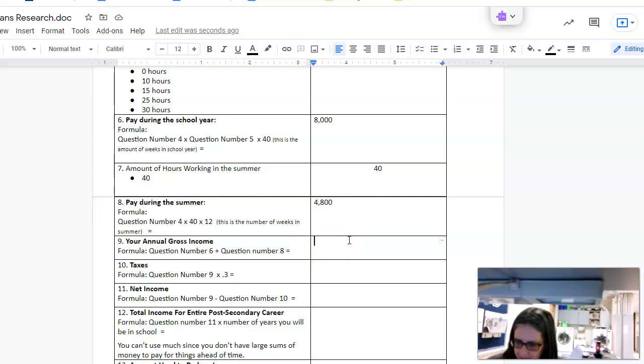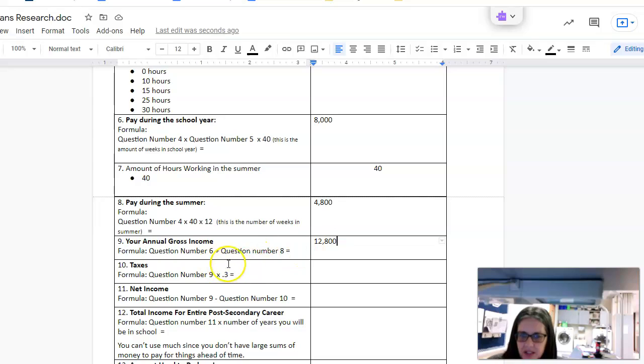Okay, and then I get 12,800. Okay, and that's my income. So that'd be for one full year. My gross income, not what I'm actually going to see. Then I'm going to take that and multiply it by 0.3.